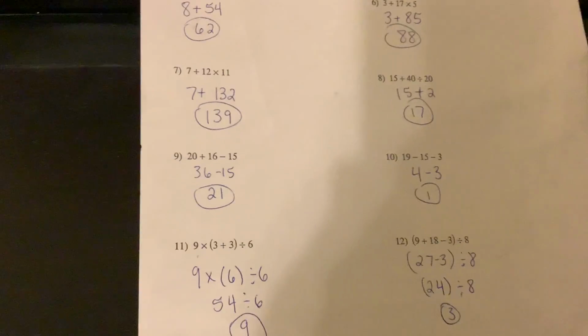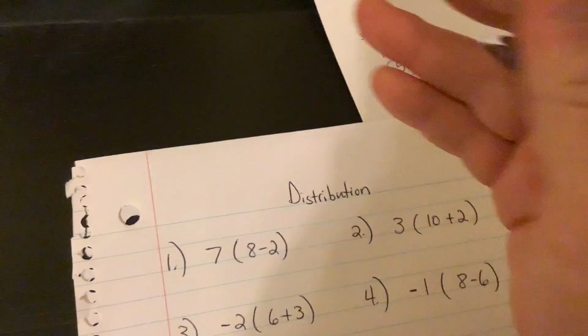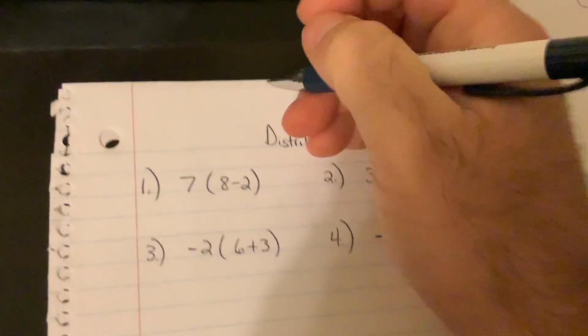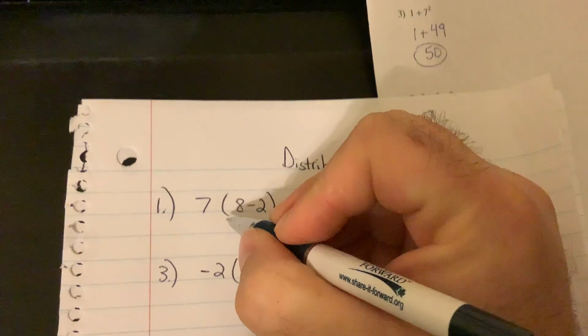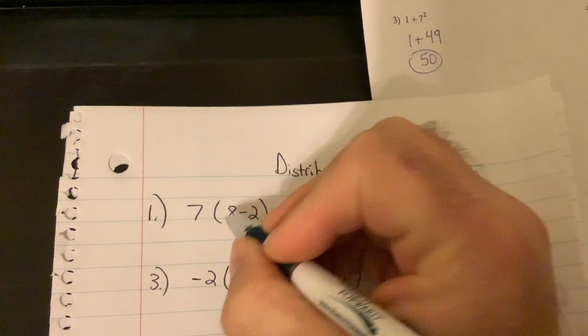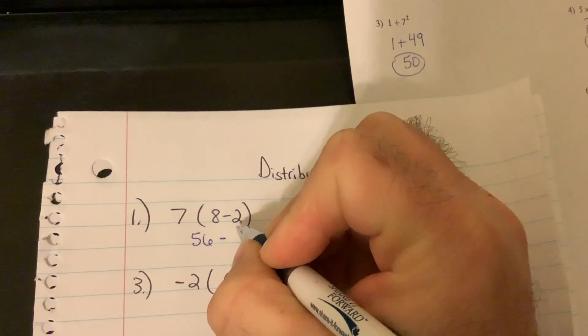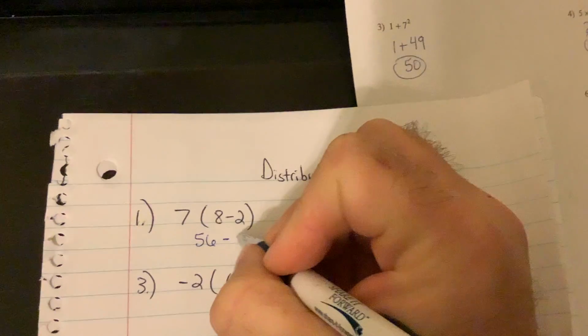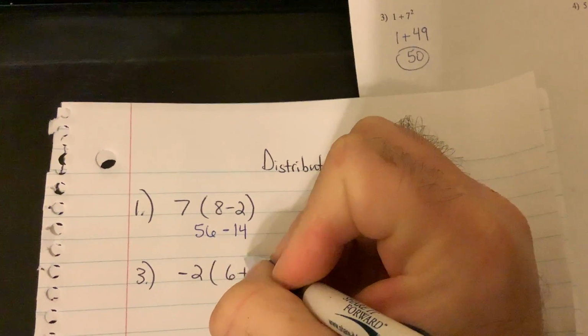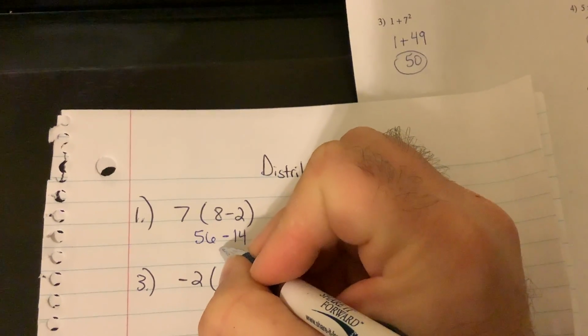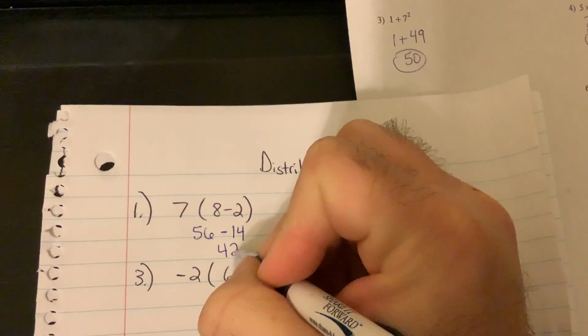Okay? Now the ones with distribution, so those here. Now I'm going to do these by distribution to just show you, to get a practice of what we're doing with distribution. So 7 times 8 is 56 minus 7 times, well, or 7 times negative 2 is negative 14. You can do it that way. So now you get 42.